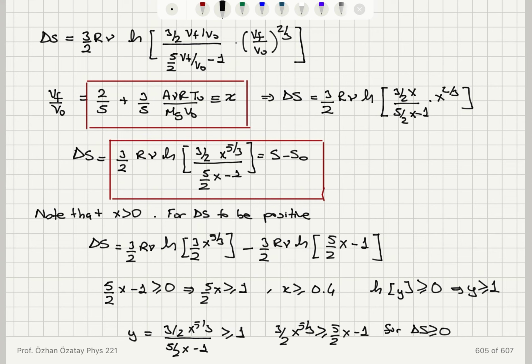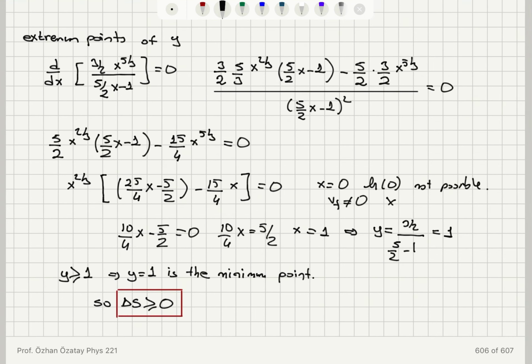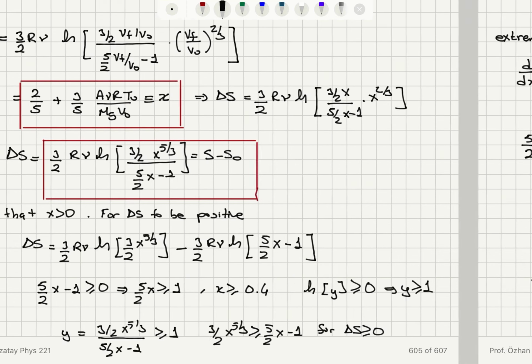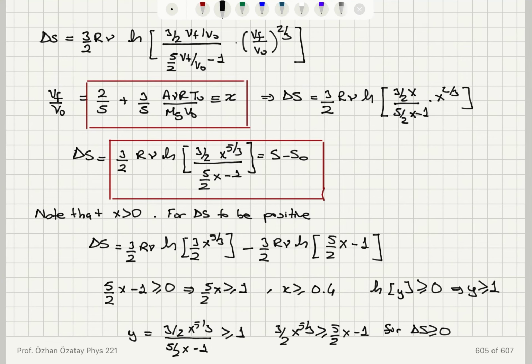But for this entropy change to be positive, I have to check the function inside the natural logarithm. That has to be greater or equal to 1. So I looked at the extremum points of that function, and I find that there is one extremum point that is at y equal to 1, x equal to 1, and that is the minimum point. So delta S is greater or equal to 0 because the minimum value of y is 1. This was my requirement.